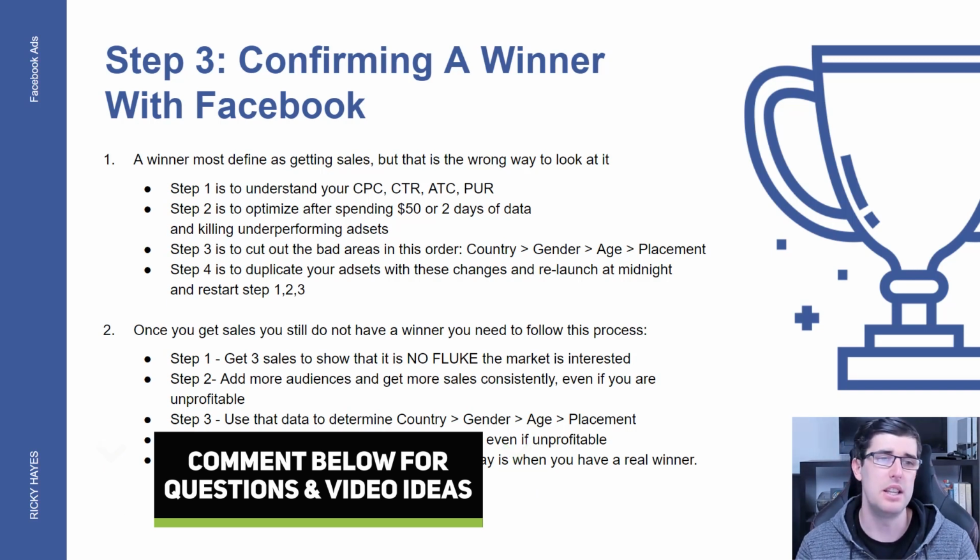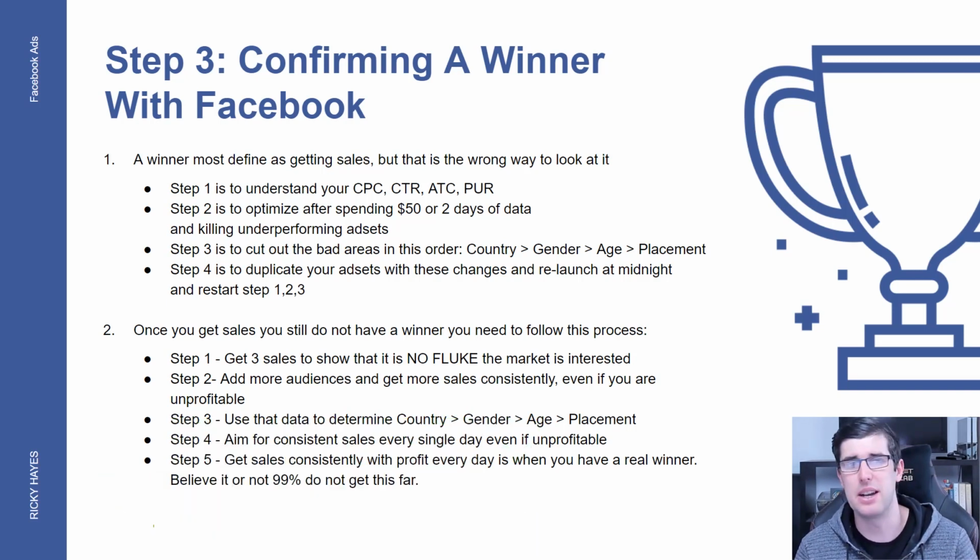Overall, step number 2 is that once you get sales, you still don't have a winner. You need to follow this process. Let's say you get 3 sales to show that it is no fluke. 1 sale is a fluke, 2 sales is okay, 3 sales, there's clearly market interest. Step number 2 is to add more audiences to get more sales. Now you know that your product, your offer, is actually good. Now you want to start getting consistent sales. Again, you may not be profitable at this point.